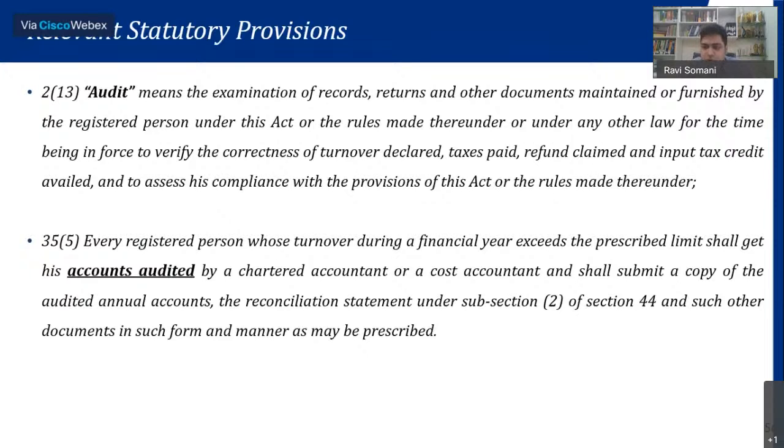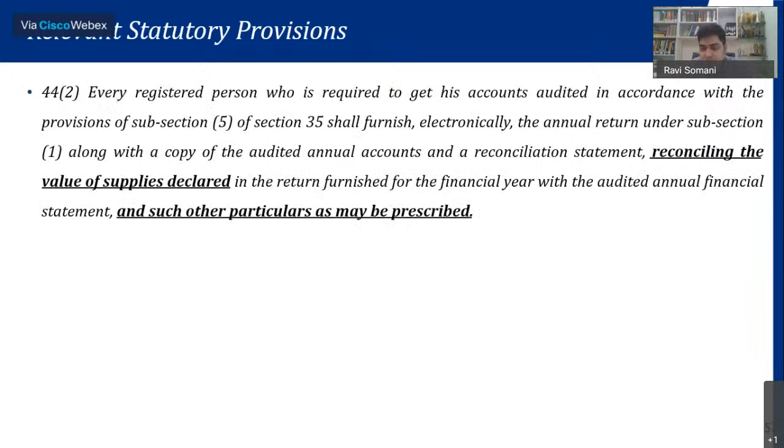How can you do the GST audit unless the accounts themselves are audited? How can you certify a reconciliation unless the GST accounts are audited? And then it says that he shall submit a copy of the audited annual accounts, that is the audited annual accounts, and the reconciliation statement under section 44, subsection 2. Now coming to 44(2). Basically this reconciliation statement is also coming in 44(2) only, with the annual return. And what is coming in 35(5) is the auditing of the accounts.